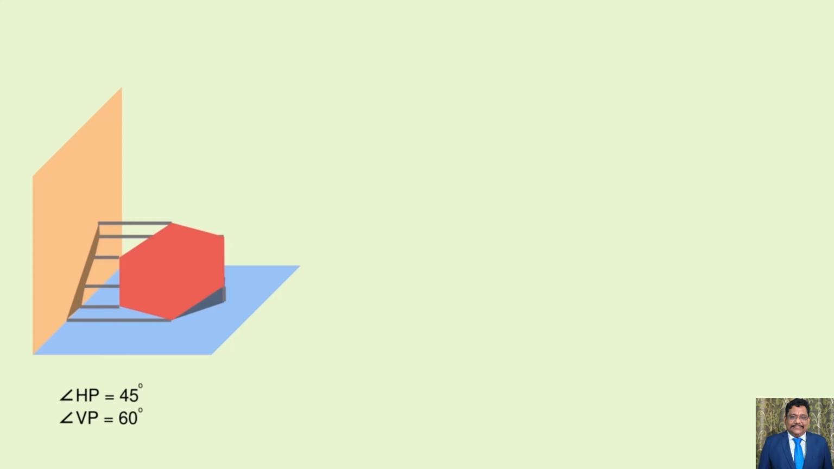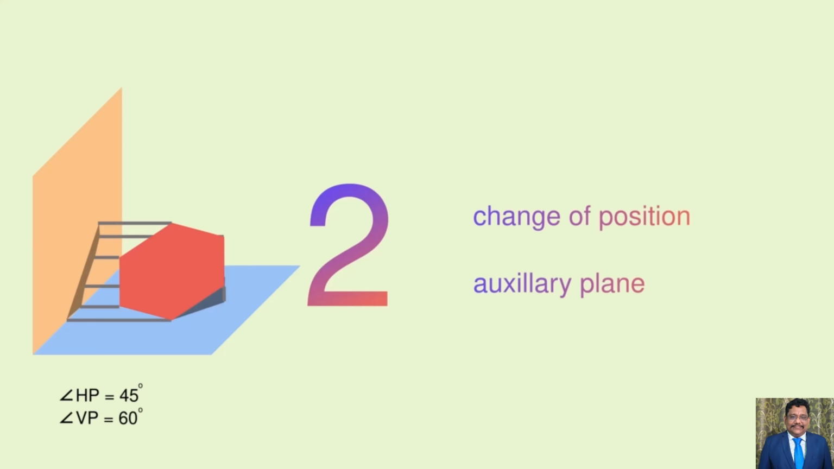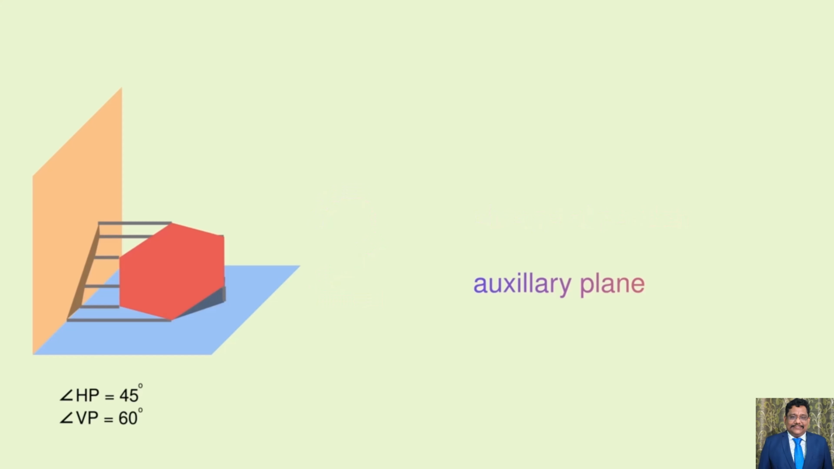Use the auxiliary plane method. When the plane is inclined to both planes, this kind of problem can be solved by 2 methods. These are the change of position method and the auxiliary plane method. Now let us solve the problem by the auxiliary plane method.